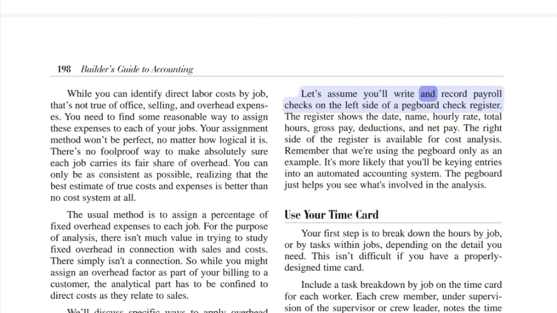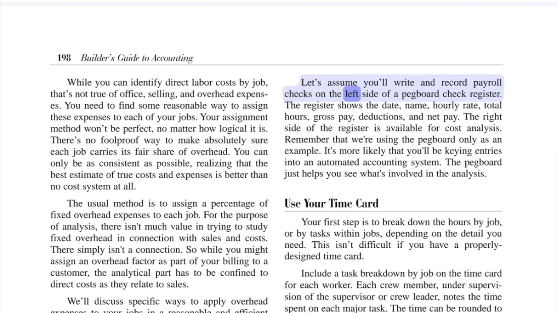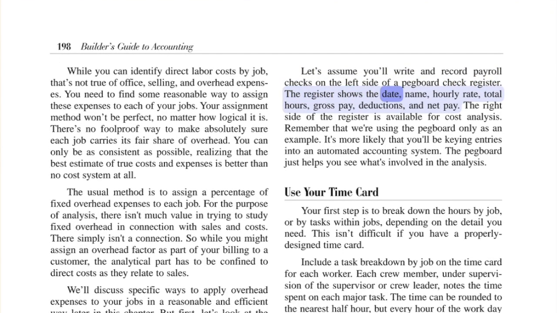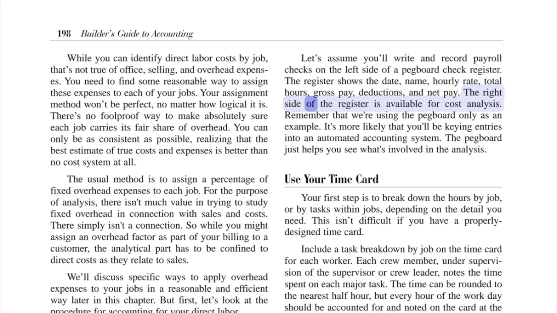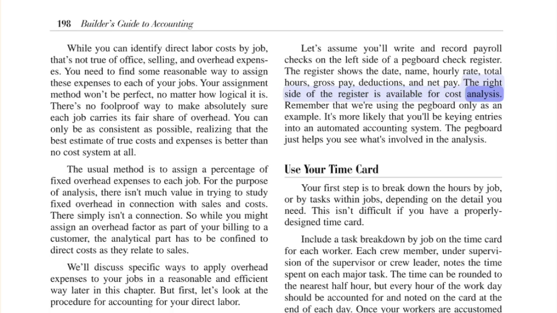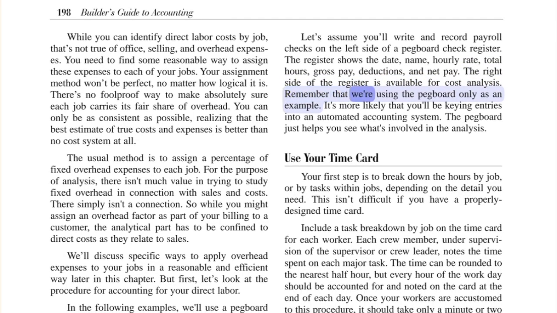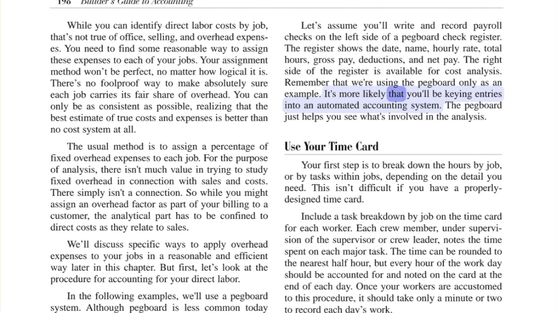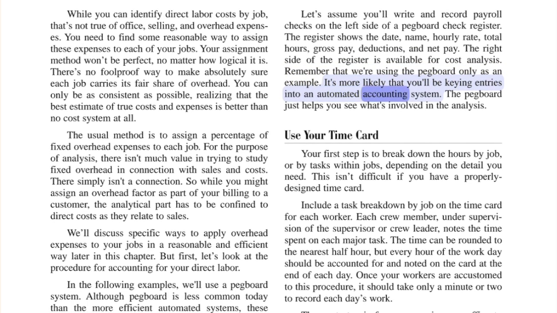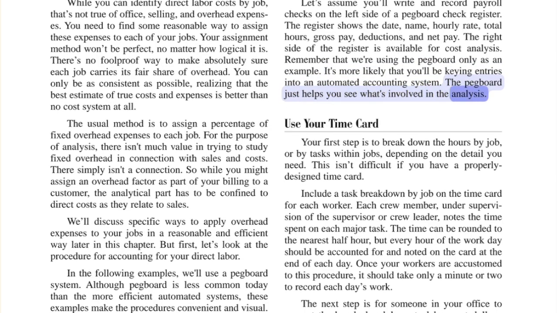Let's assume you'll write and record payroll checks on the left side of a pegboard check register. The register shows the date, name, hourly rate, total hours, gross pay, deductions, and net pay. The right side of the register is available for cost analysis. Remember that we're using the pegboard only as an example. It's more likely that you'll be keying entries into an automated accounting system. The pegboard just helps you see what's involved in the analysis.